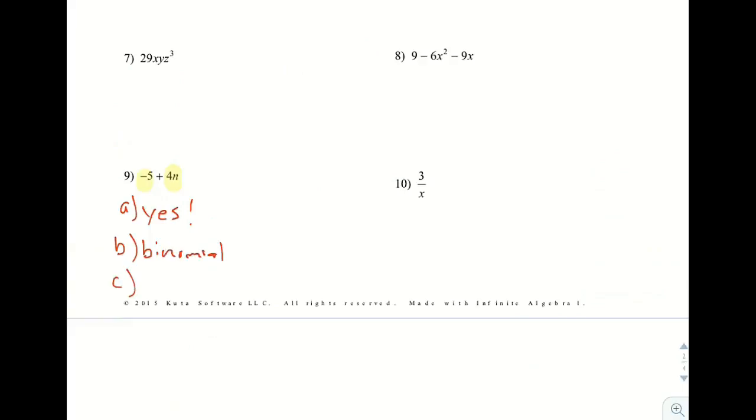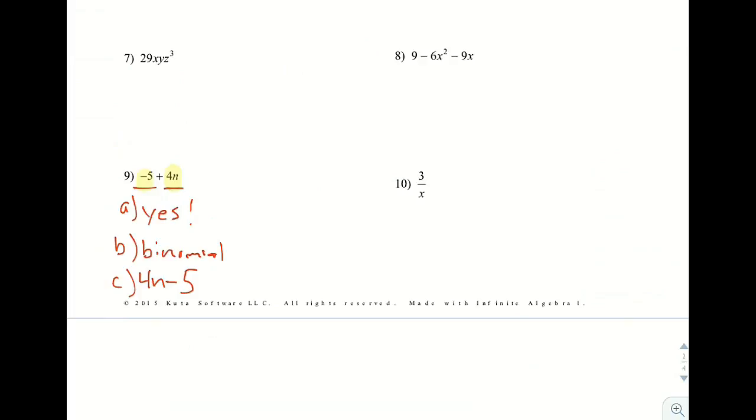And then finally for C, the last thing says put it in standard form. The term that has the higher power of the letter, so in this case it has n's in it, the higher power of n is going to be that second term actually. So 4n is going to go first, minus 5, negative 5 is going to come second. So 4n minus 5 would be that polynomial in standard form.